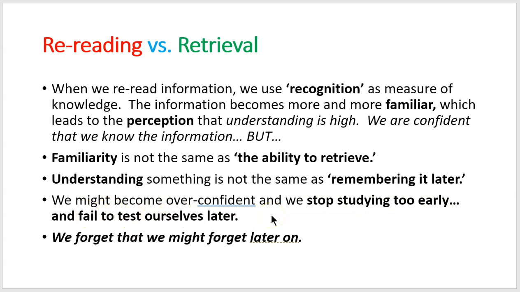Now, why would we fail to test ourselves? Because we think we already know it. We had easy recognition of the information. We understood the stuff, so we think we then know it. And then, in addition, we forget that we might forget later on. So this is a metacognition problem when we're studying. When we think we know something in the moment, then we make a judgment that what I know right now, I will know later on, and we might be mistaken.